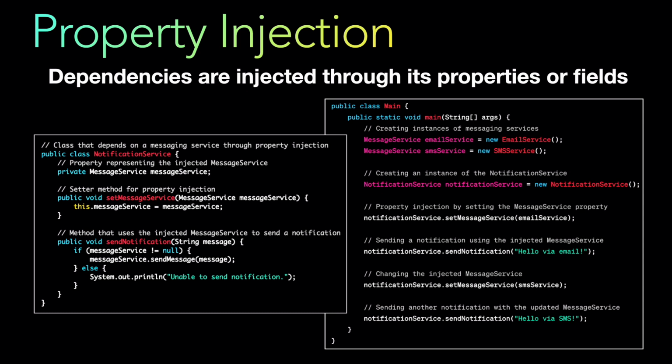Property injection allows flexibility in setting dependencies after the object has been created. But obviously it comes with certain drawbacks, such as potential for null references if the dependency is not set. So you have to have those checks, like if you see in the notification service class, the first check is whether the message service is null or not. It is often considered less preferable than constructor injection for managing class dependencies, for obvious reasons, for different types of validations and checks that you have to put in place. But this is also a way where you can inject dependencies.